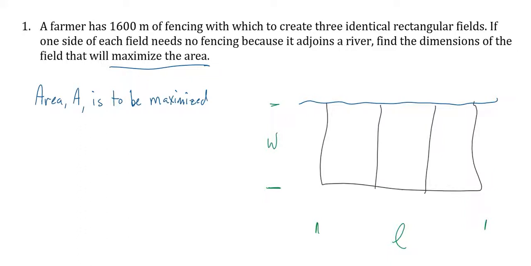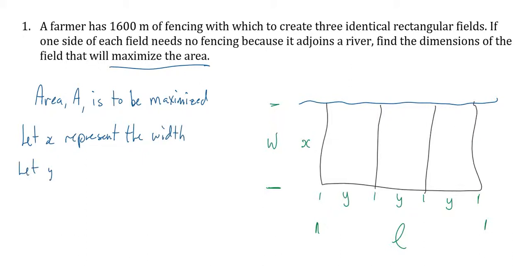The algebra works out a little bit differently, but I don't know that one's really easier or harder than the other. I'm going to call the width x. And I'm actually going to go with y's for each individual length of the fields. But you could do the problem with one big L or one big Y. It would work. Like I say, it's slightly different in the way the algebra works out. Okay, so let x represent the width. And let y represent the length of one of the small fields.